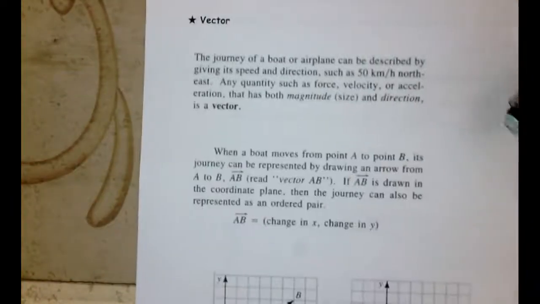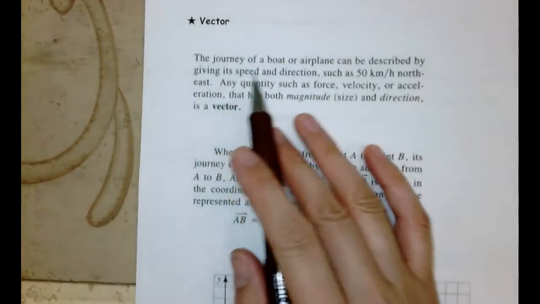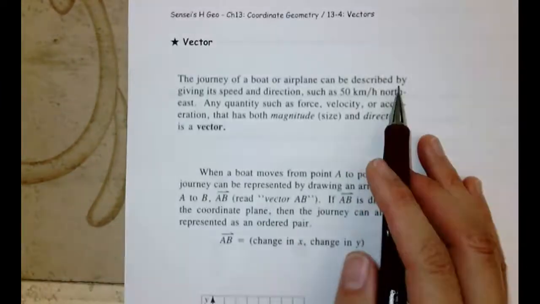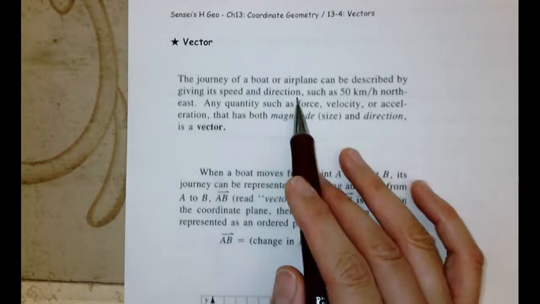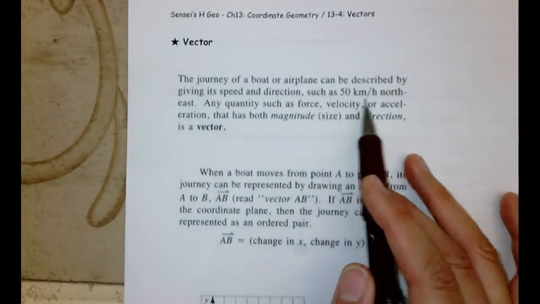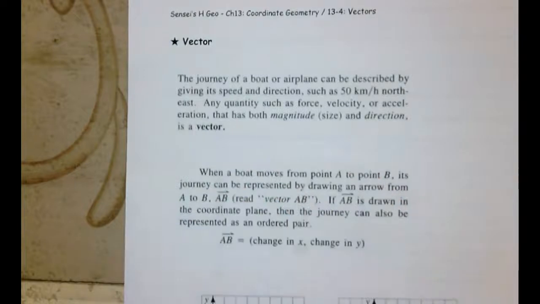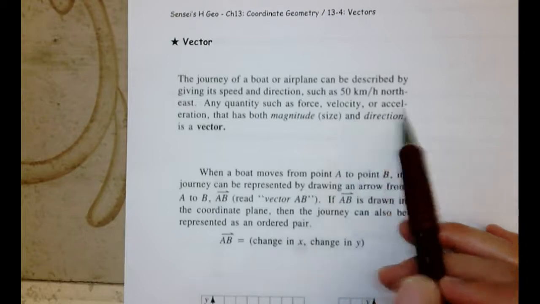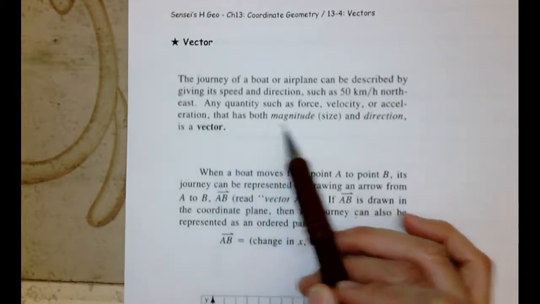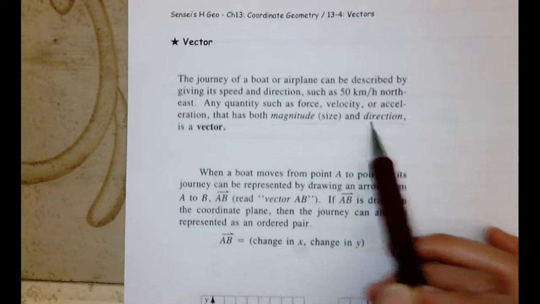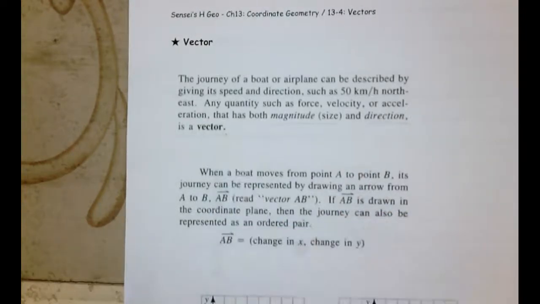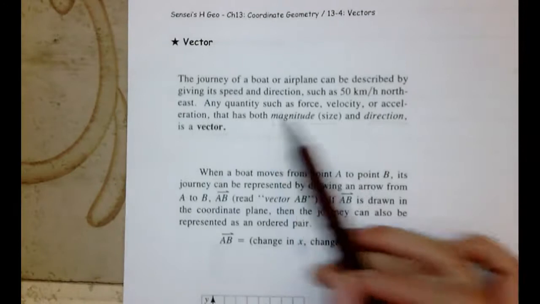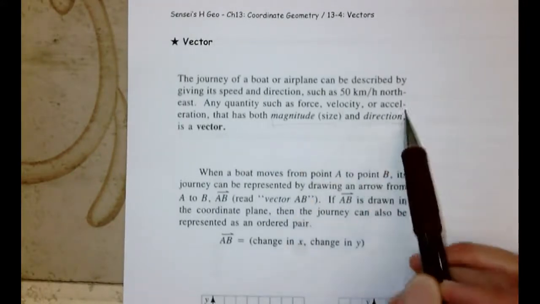Okay, vectors. All right, so here is the description of vector. The journey of a boat or airplane can be described by giving its speed and direction, such as 50 km/h northeast. Any quantity such as force, velocity, or acceleration that has both magnitude, the size, and the direction is a vector. Okay, so the vector has the magnitude or the size and the direction.